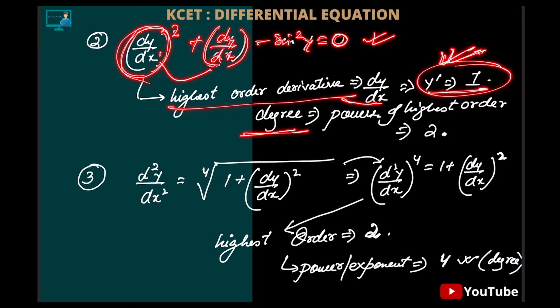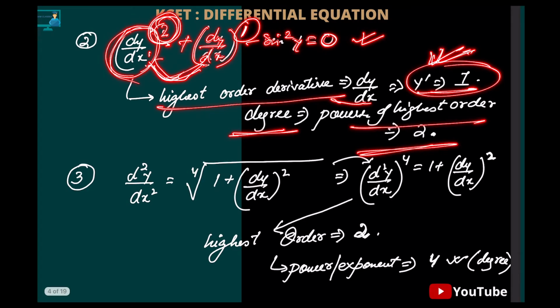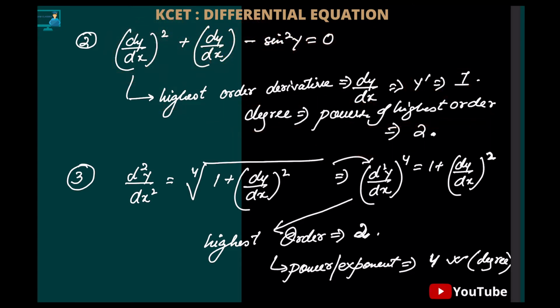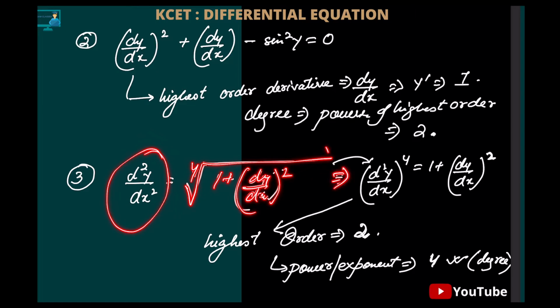You'll say, sir, this is also one time differentiated, this is also one time differentiation. It has power 1, it has power 2. So what is the highest power? 2. So the highest power is 2. Next, d2y by dx square is equal to the fourth root of 1 plus dy by dx whole square. Now what you do, see, the moment you see that dy by dx is not proper, it is under a root, like a fourth root, what do you do?